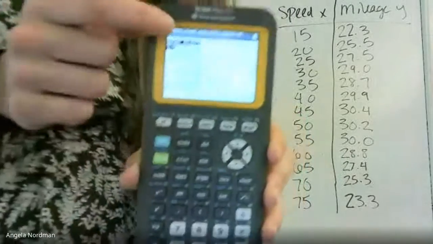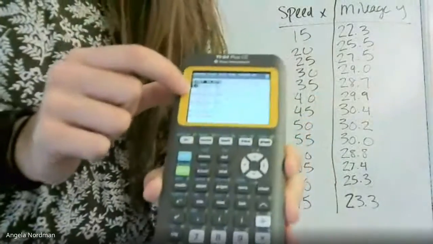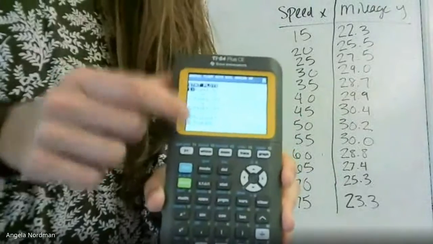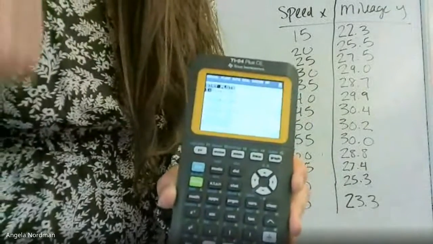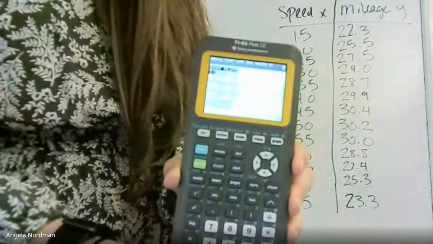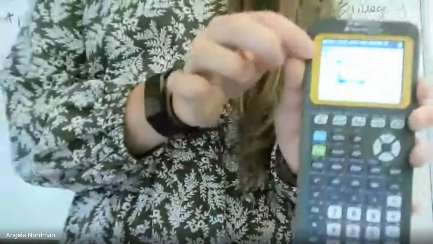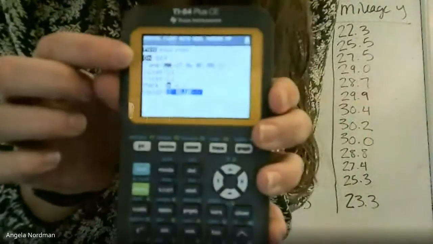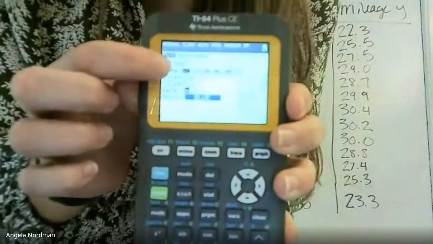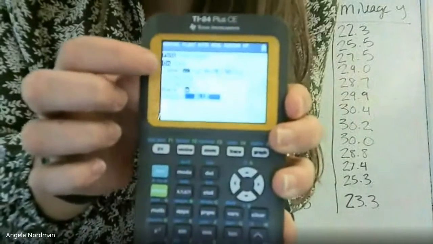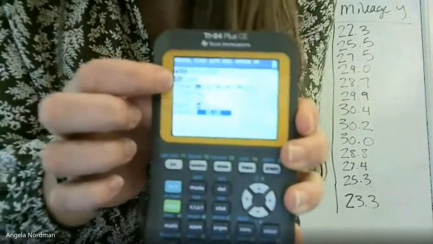So what we should be seeing pop up is Plot 1, Plot 2, Plot 3, Plot 4. We are concerned with Plot 1, so I need you to hit enter on that. It opens up a screen where you can see you're either on or off. We need to have this flashing over the On button.